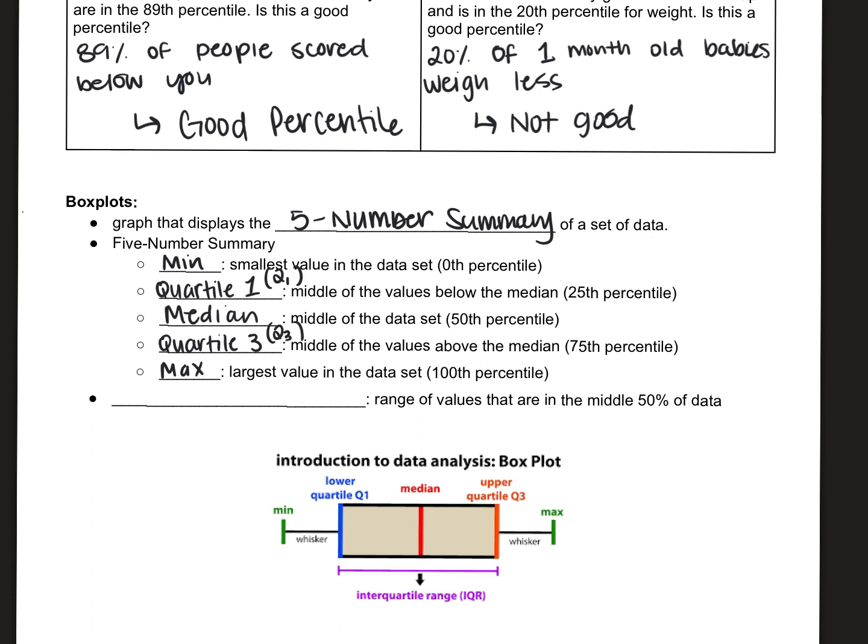Now, in many situations, we don't actually have a 100th percentile. We usually say 99.99 or 99th percentile. We don't usually say 100th percentile. We don't like to be in absolutes like that.